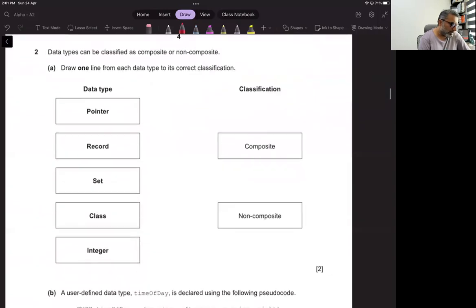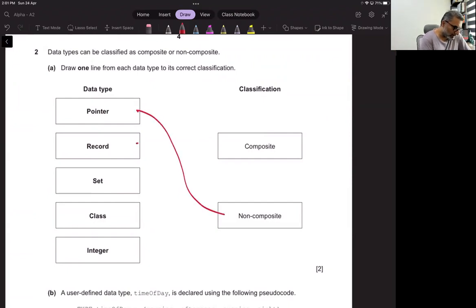Now, data types can be classified as composite or non-composite. Composite data types are those which are made up of other data types, and non-composite data types are those which are not made up of other data types, rather they are just the natural data types, or they're themselves. They're not made up of any other data type. Draw one line. Okay, so pointer is non-composite.